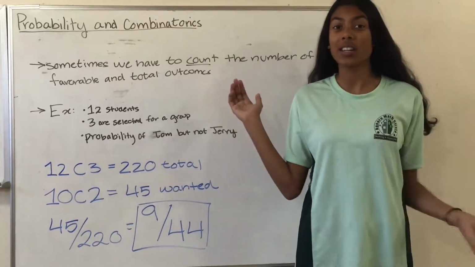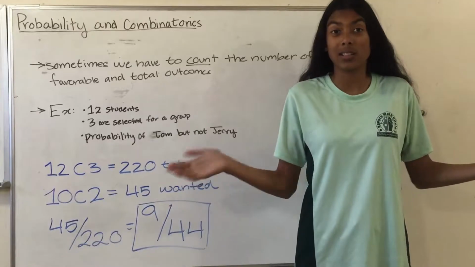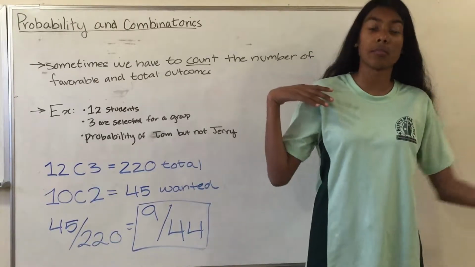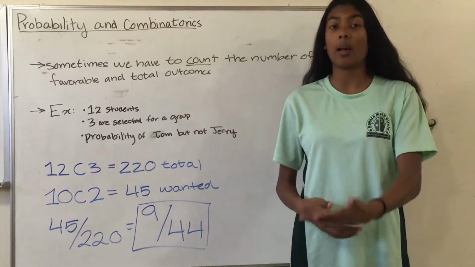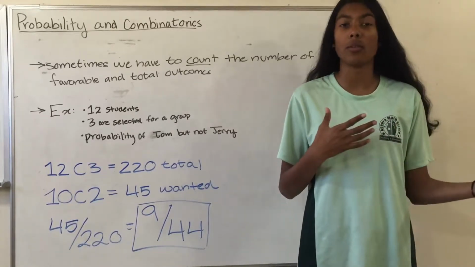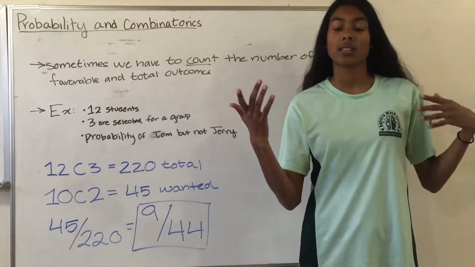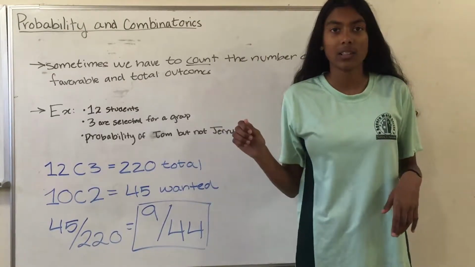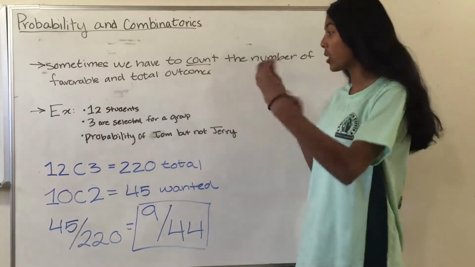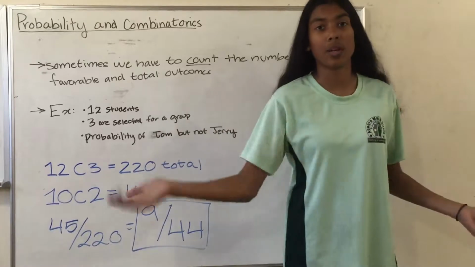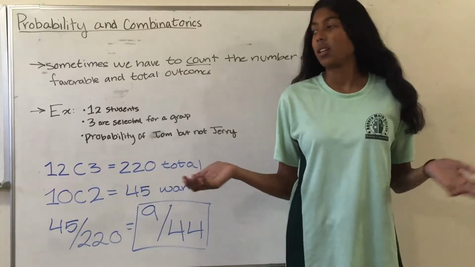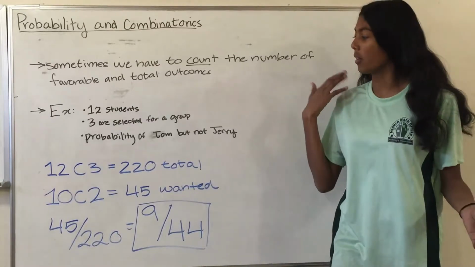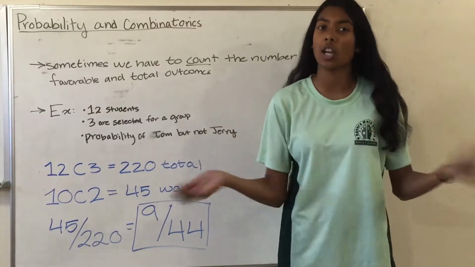Sometimes we need to have combinatorics and probability together because sometimes in probability you need to use counting to find the number of total ways and the number of favorable ways. You can't just write them all out. Sometimes there's too much. For example, let's say we have a group of 12 students and 3 of them are selected for a group. And we want to find the probability of Tom being selected but not Jerry.